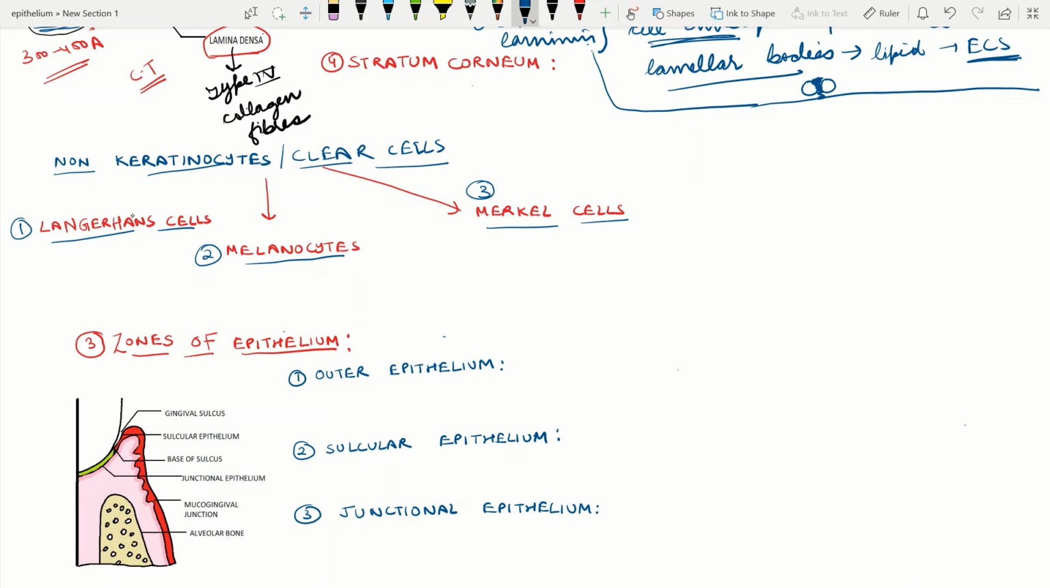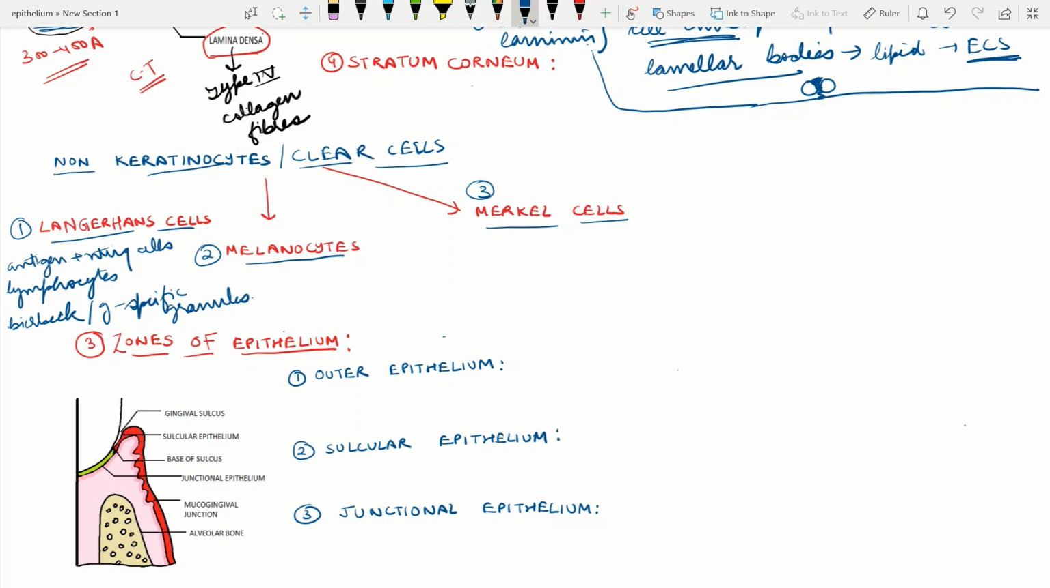Now coming to the Langerhans cell. These Langerhans cells are the antigen presenting cells to the lymphocytes, and they contain specific granules, that is your Birbeck granules or G specific granules. Okay, so this is the characteristic feature of your Langerhans cell. They are basically the antigen presenting cells.